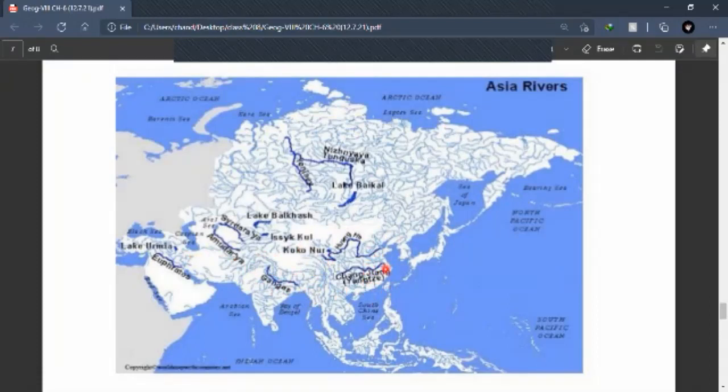Now, the last physical feature is the island chain of Asia. There are many island groups east and southeast of the mainland of Asia. Most of the islands are the unsubmerged part of old mountains and volcanic mountains. Most of the islands are shaped by earthquake and volcanic activity as they are part of the Pacific Ring of Fire.